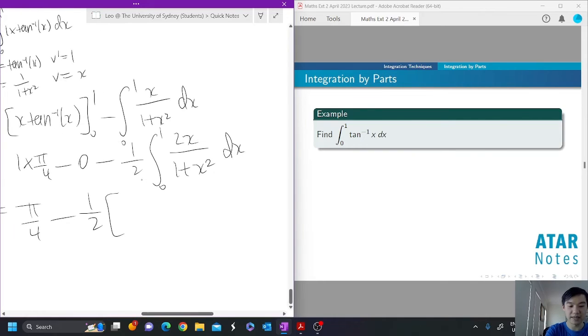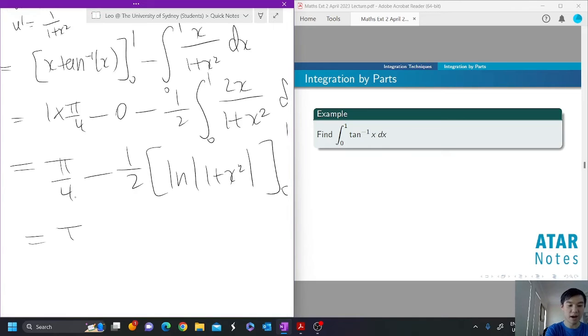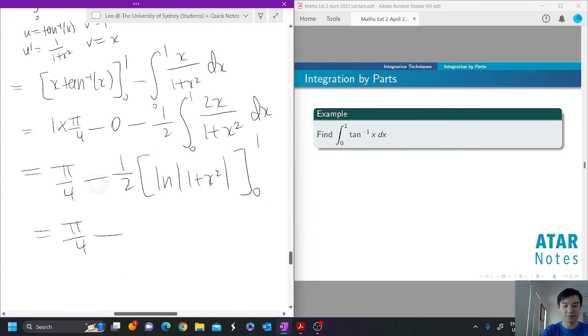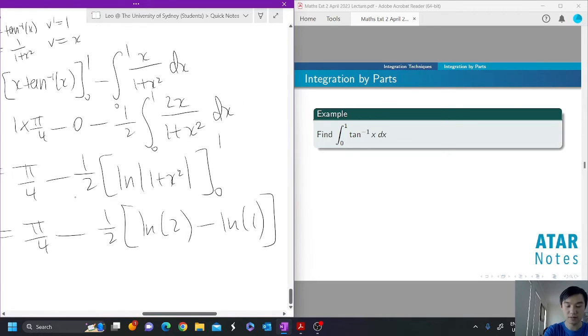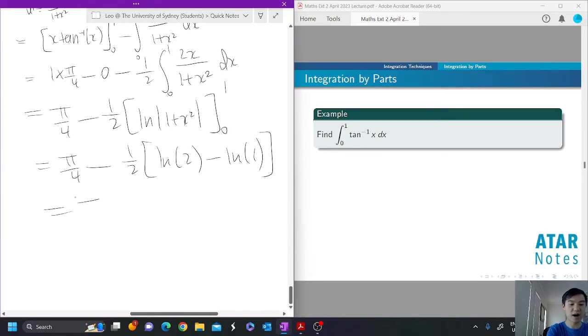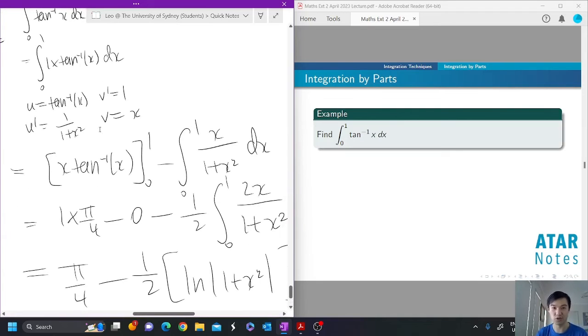This integral will be ln absolute value of 1 plus x squared from 0 to 1, like that. So therefore, this thing is going to be pi on 4 minus half ln 2 minus ln 1, which is going to be just pi on 4 minus half ln 2. So yeah, ta-da, we just learned how to integrate inverse tan. Here, it comes together nicely after you use integration by parts.